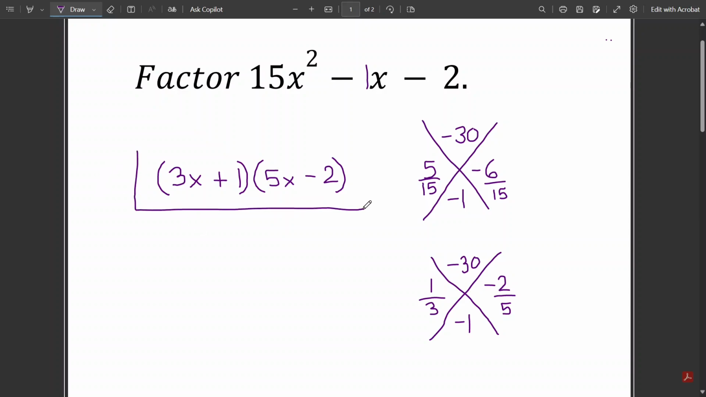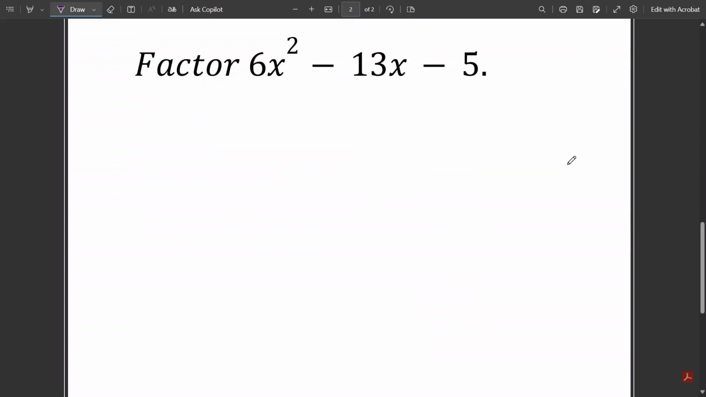So we've basically come up with the same solution, just using a different technique. As always, practice makes perfect, so let's try another example. All right, in the second one, I'm going to factor 6x squared minus 13x minus 5.